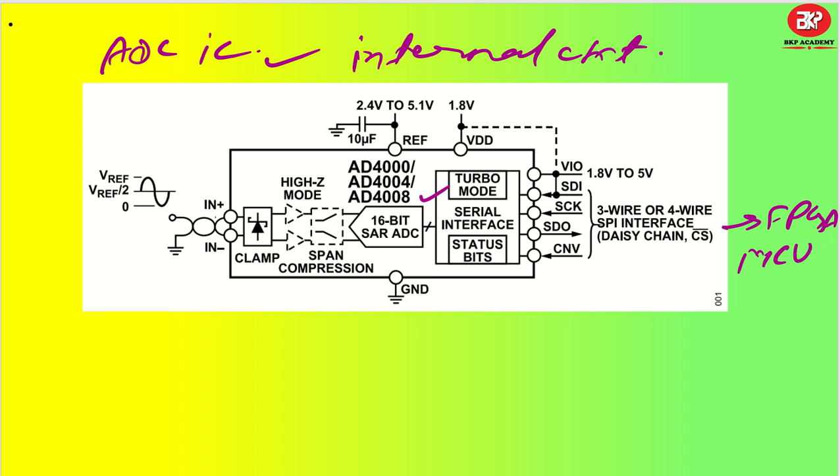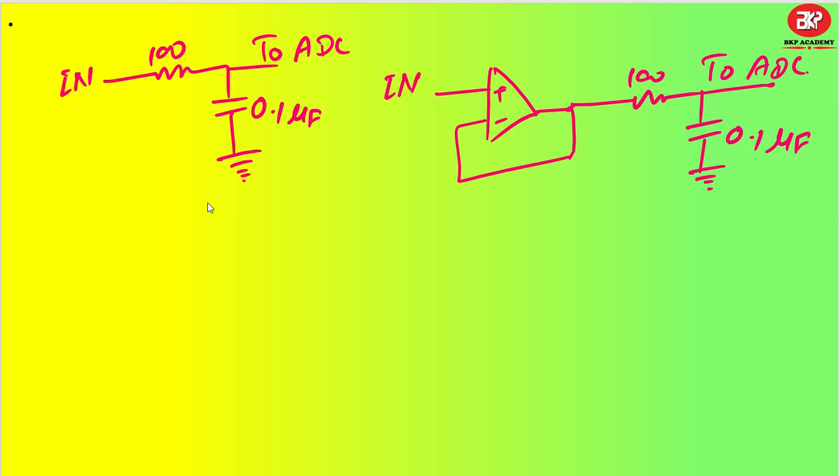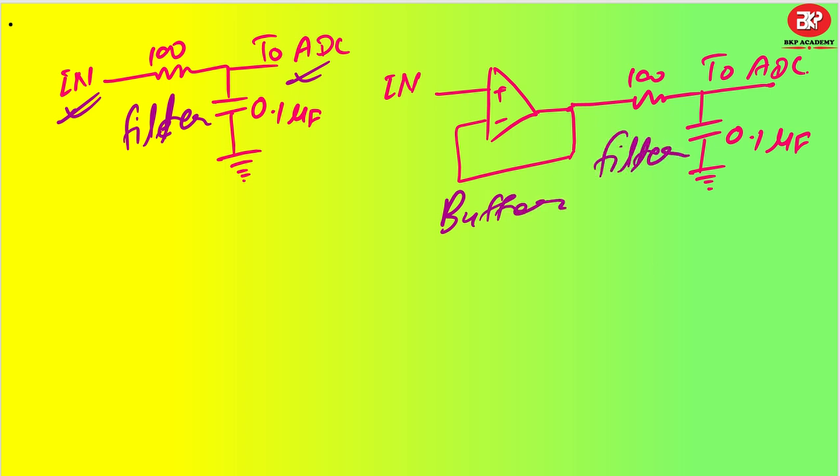Now let me give you an example of how to connect to the ADC pin. Either you can take the input voltage and connect it to the ADC pin through a filter circuit. That is one thing. The next one is to connect your input voltage to a buffer and then a filter circuit, then the ADC pin. So keep these approaches in mind to connect to your ADC pins.